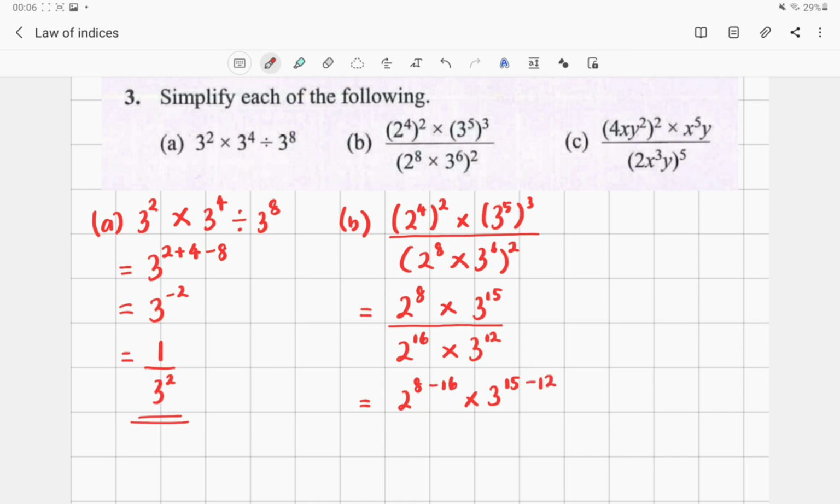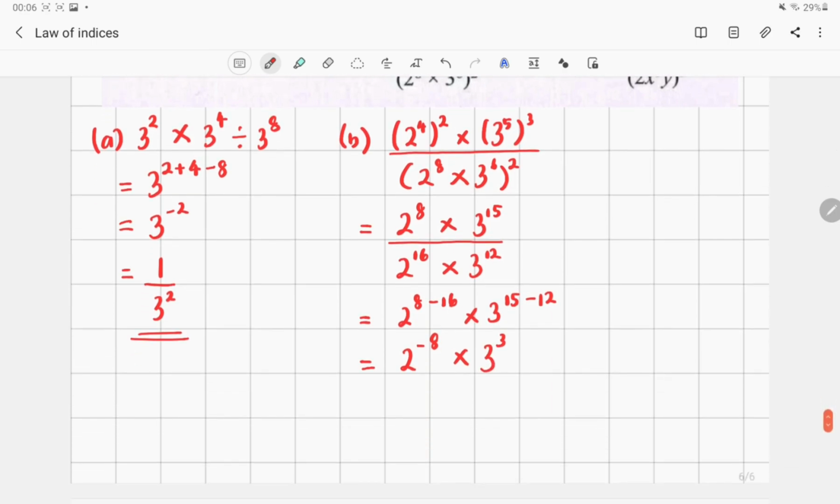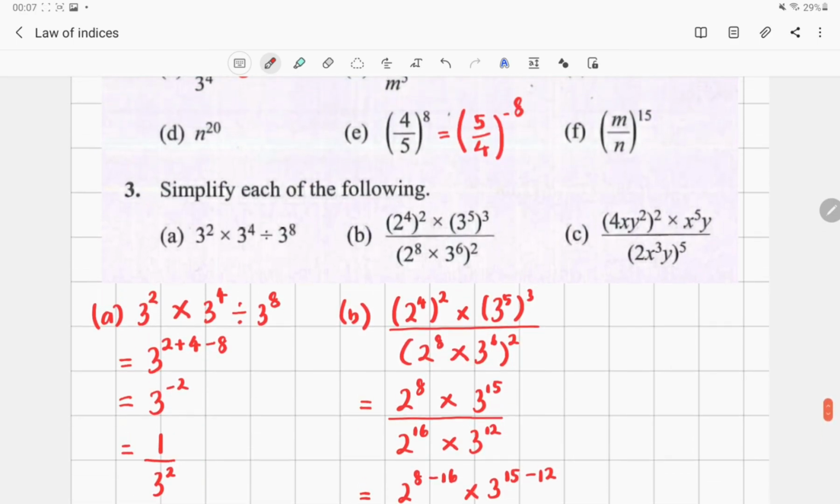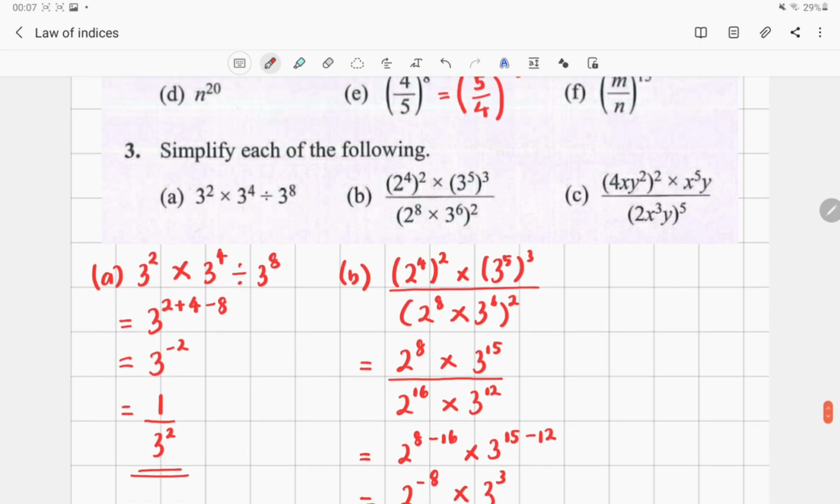Alright, the same base, so we can use the law of indices to simplify it. This one will be 2 to the power of negative 8 times 3 to the power of 3. And your answer must be in positive index. Therefore, the answer is 3 to the power of 3 over 2 to the power of 8. Okay? Alright, next, I want you to try example 3C.